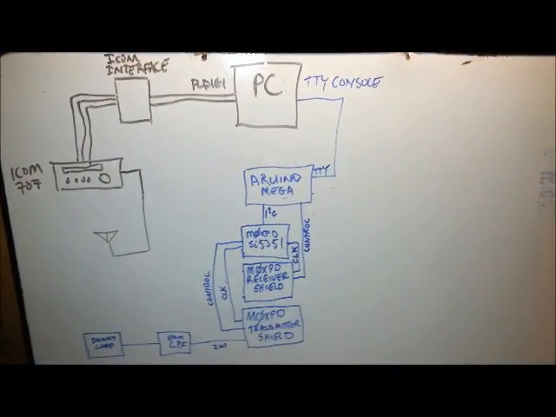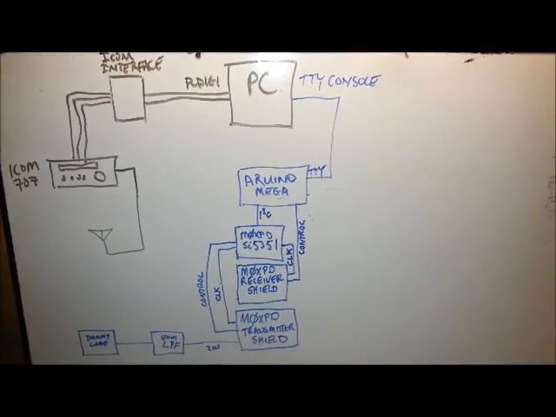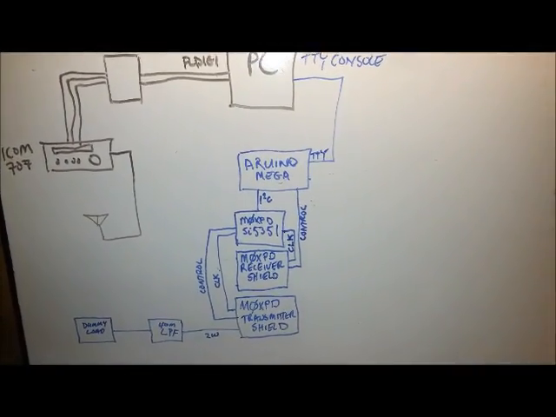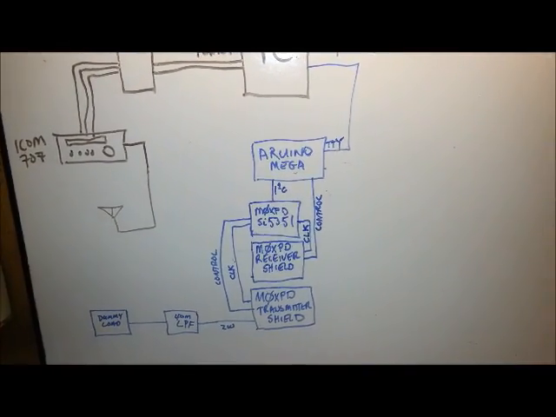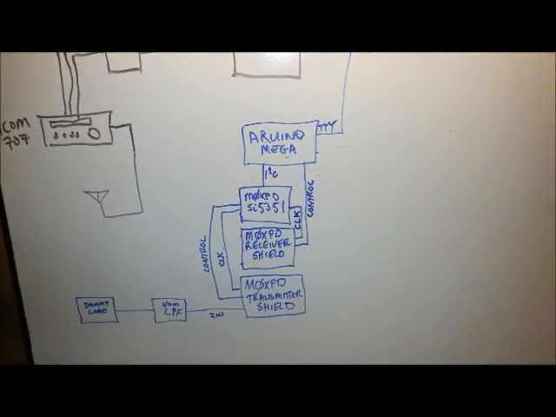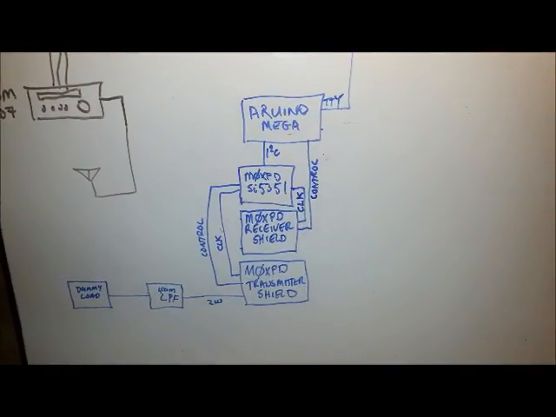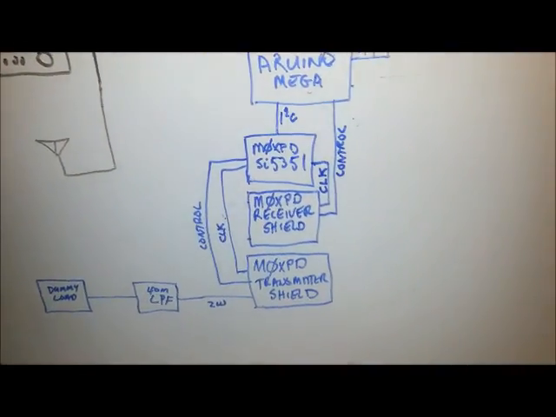This is an update to my Arduino project. In the last set of videos, I demonstrated the receiver being able to receive PSK and RTTY, and in this video I'm demonstrating the transmitter. I've got it now transmitting both RTTY and PSK.